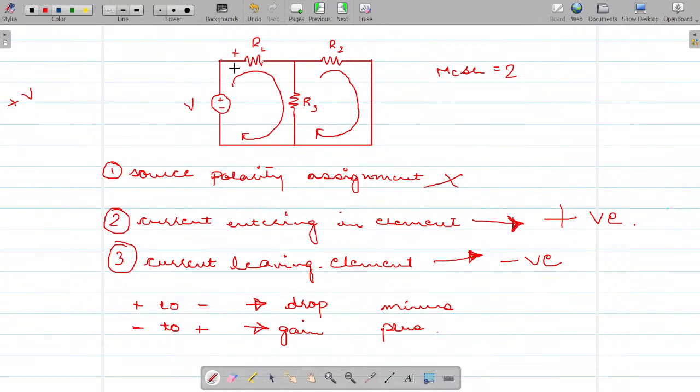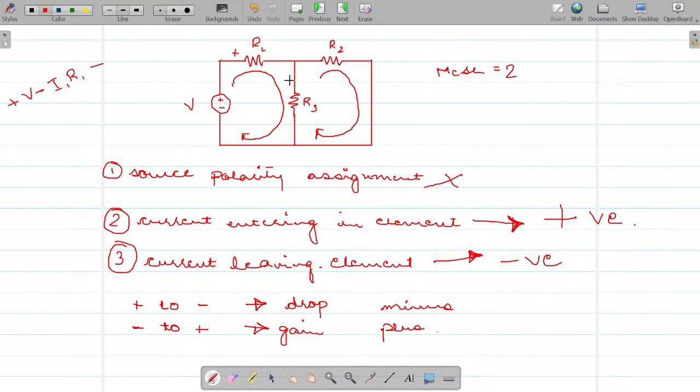Now we're traversing. When we're traversing, what will we see? We're traversing from positive to negative, right? So when you're traversing from positive to negative, what will we experience? A drop. How will we denote it in our loop equation? It will be minus I1 R1.